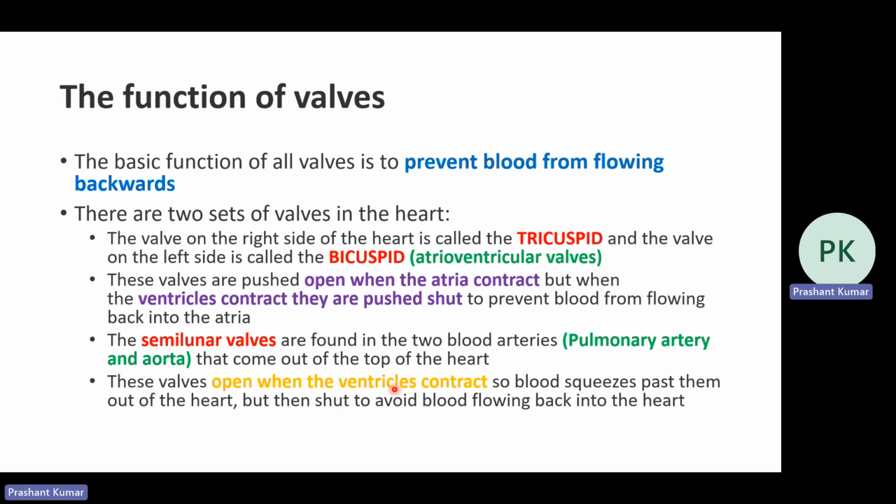And these valves open when the ventricle contracts, so it will maintain the flow. And a valve has only one function. Wherever the valve is present, either in the heart or in the blood vessels, the only function is to prevent the backflow, or it will maintain one-way flow of the blood.